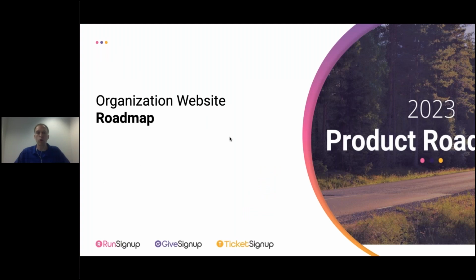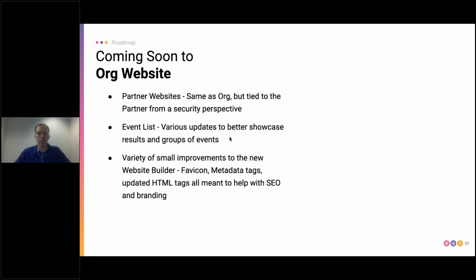So let's get into the roadmap of what is to come with organizational websites. Partner websites are generally going to be the same as the org, but they're going to be tied directly to the partner account from a security perspective. So if you are already a partner on RunSignup, you'll notice that these features are going to be coming to what you might have already experienced with the partner website. That way you get the same website builder, you get the same dynamic content, you get the cover page, and all of the widget components that are going to be coming with that. So that's coming soon, and that'll be linked through your partner website dashboard.